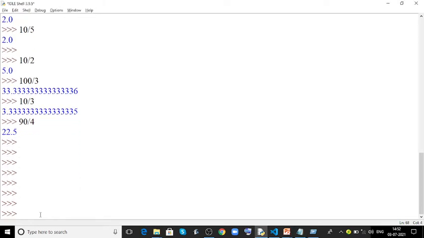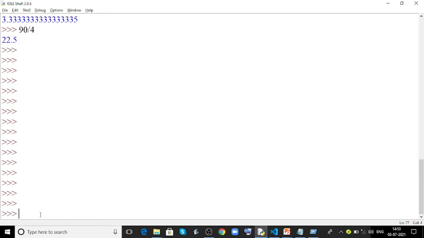Now understand how floor division will work. Suppose I divide 10 by 3, what is the answer? 3.33. Now if I want to divide 10 whole divided by 3, for this I have to use the double slash. Then the answer will give the int value. Here you are getting the int value, right?